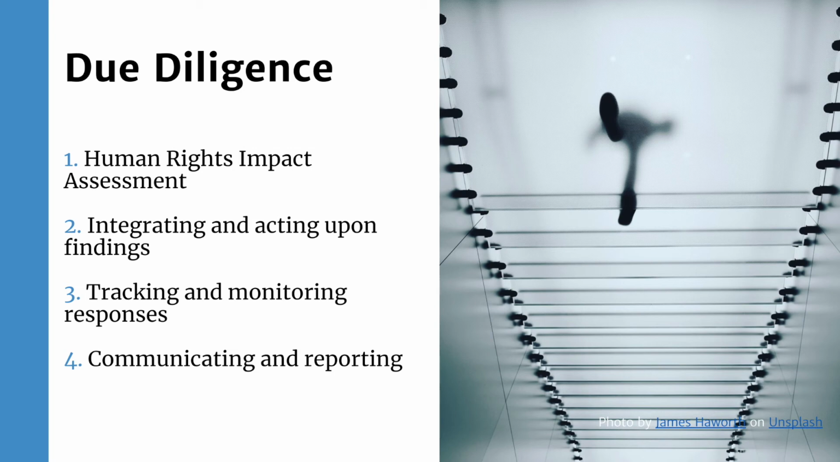Actual and potential adverse human rights impacts should be avoided and addressed through human rights due diligence, which includes 4 key steps. First, assessing adverse human rights impacts. Second, integrating and acting upon findings in those human rights impact assessments. Third, tracking and monitoring responses. This should be an ongoing process involving affected rights holders and other stakeholders. And fourth, communicating and reporting.